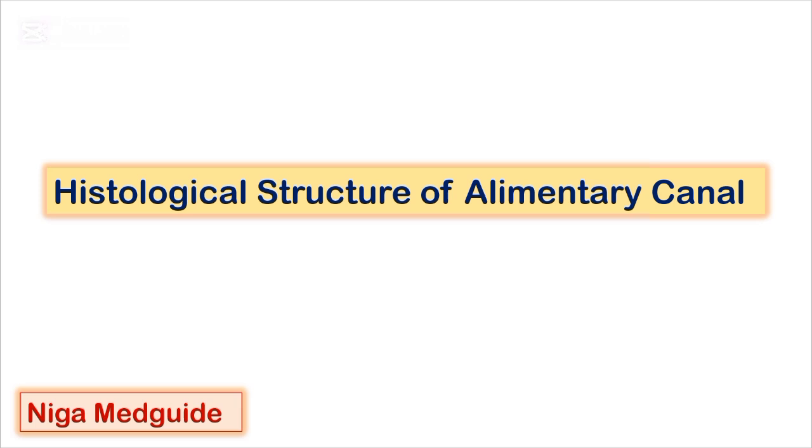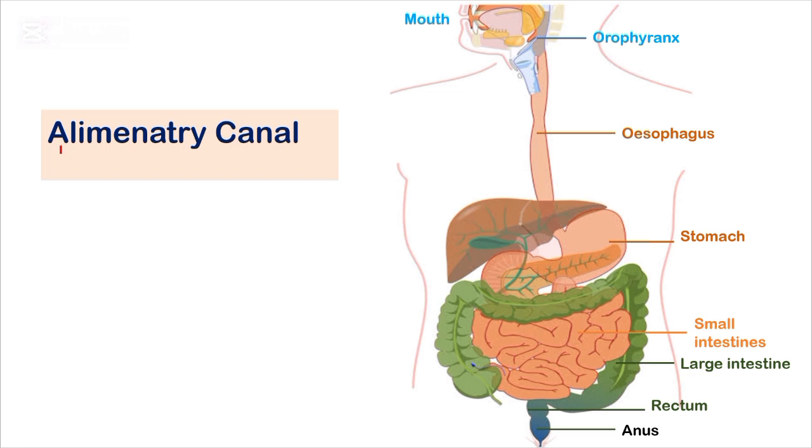Today we are going to discuss the histological structure of the alimentary canal. First we should know what the alimentary canal is. The alimentary canal is also known as the gastrointestinal tract and it contains all the primary organs of the digestive system. It is a long tube through which food passes. It starts from the mouth and ends at the anus.